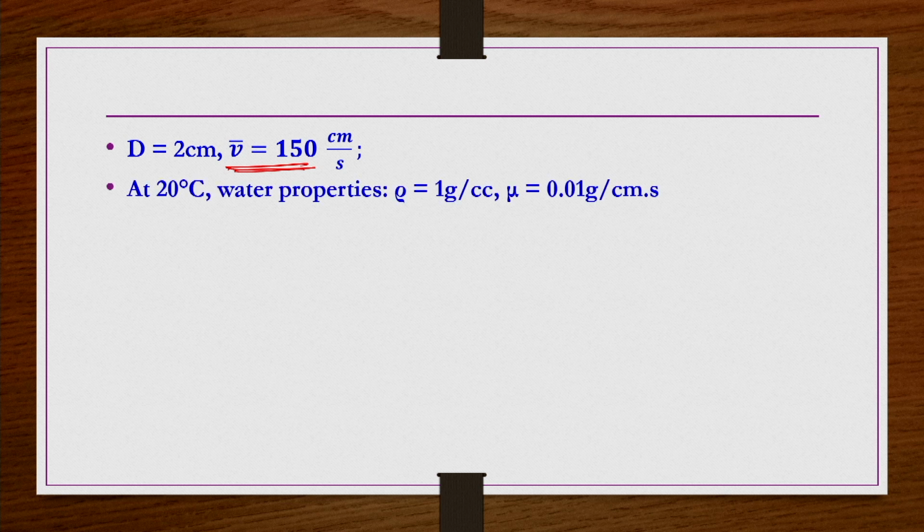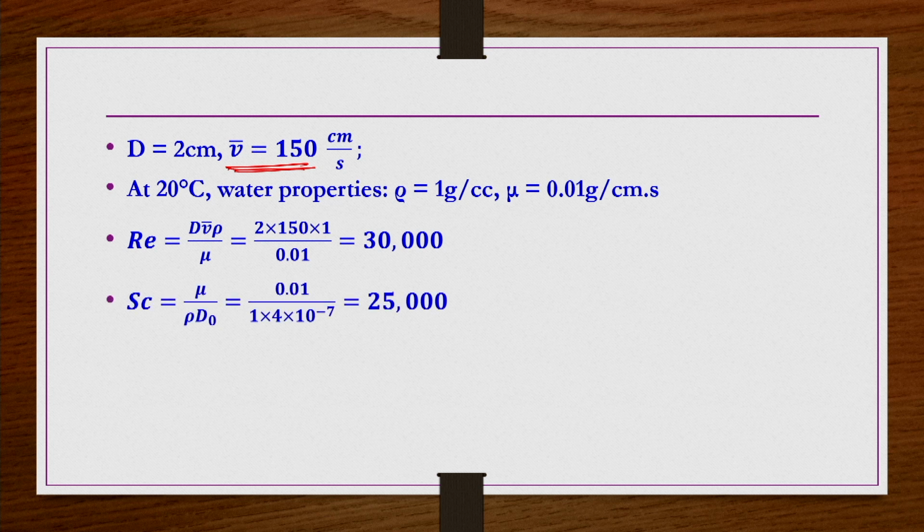in CGS units. At 20 degrees centigrade, water has the 1 gram per cc density and 0.01 gram per centimeter second viscosity. So, Re is d V bar rho by mu, d is 2, V bar is 150, rho is 1, mu is 0.01. So, Re is coming out as 30,000.